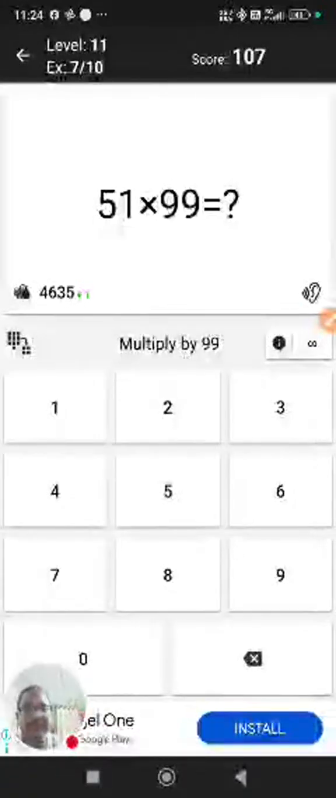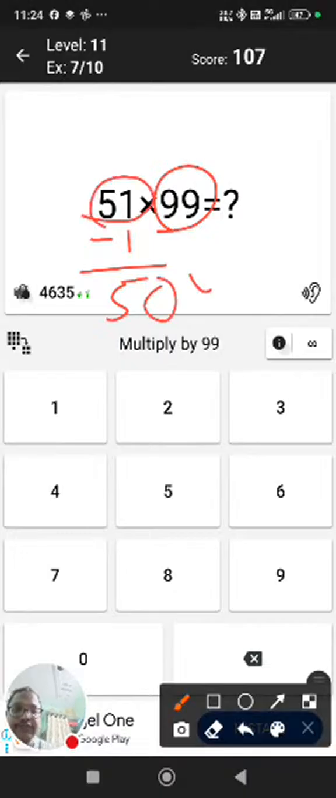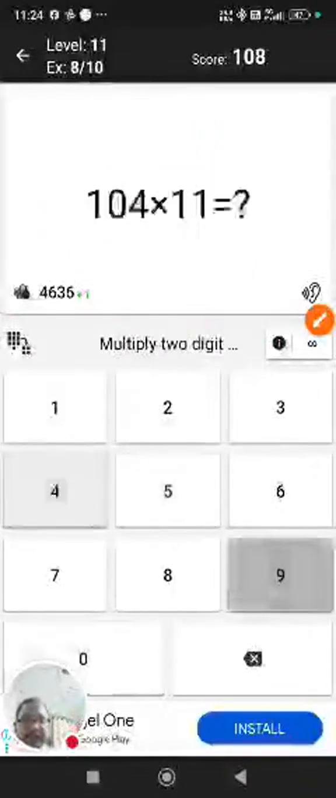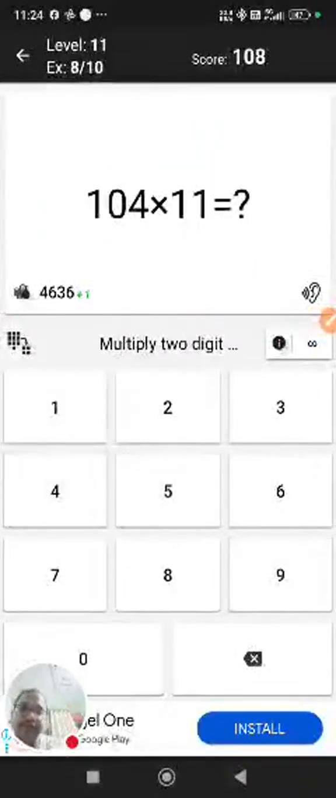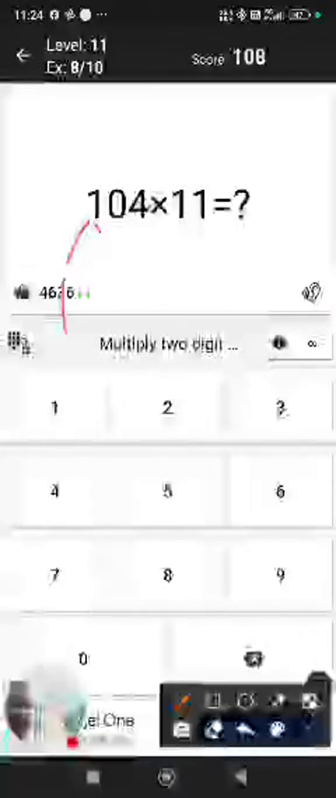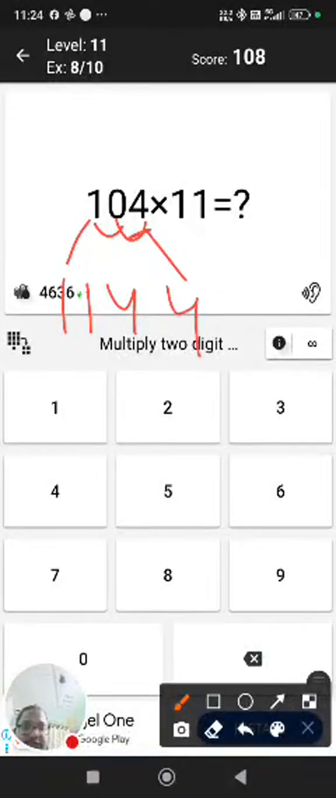Next here we see 99. So what we do is subtracting 1 from this one we get 50. Subtract 51 from 100 we get 49. So answer will be 5049. So for this case what we do is first write the 1 here. Sum of these two, which will be 1. Sum of these two, which will be 4, and unit digit, which is 4. So answer will be 1144.